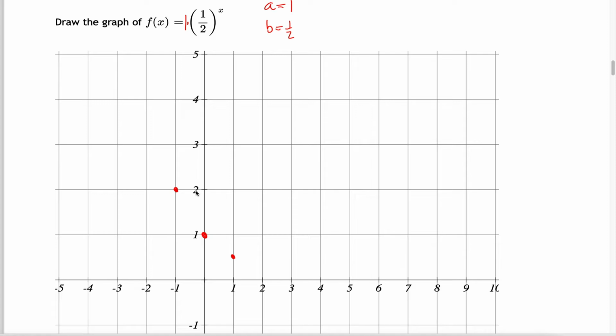Wait, how'd you know that that was 2? Try putting -1 into this graph. 1/2 to the -1 power is 2, so it should go through this. Each time I take a step to the right, I multiply by 1/2. So each time I take a step to the left, I divide by 1/2, aka multiply by 2.